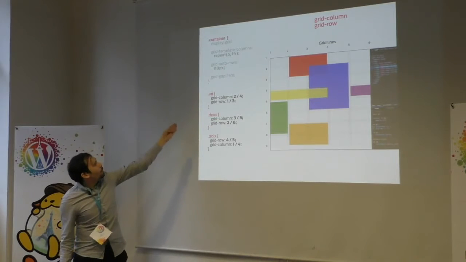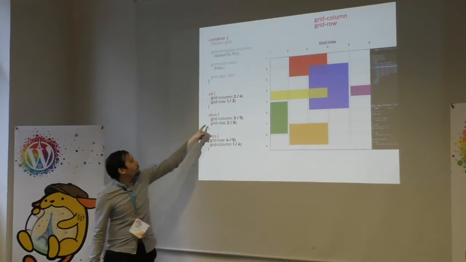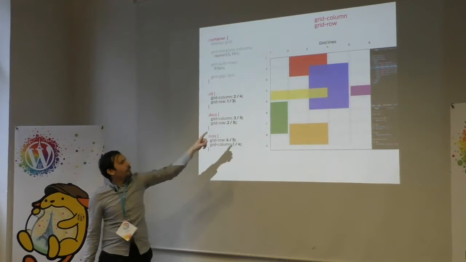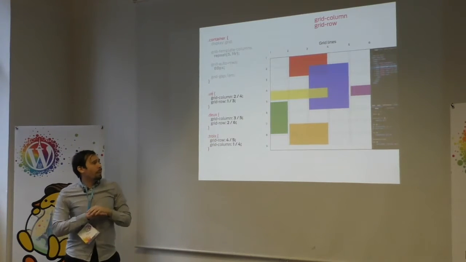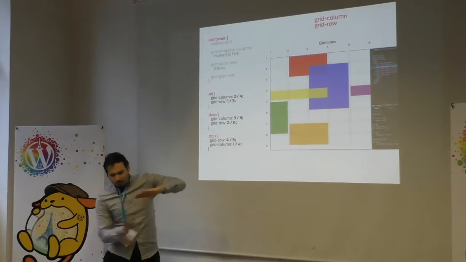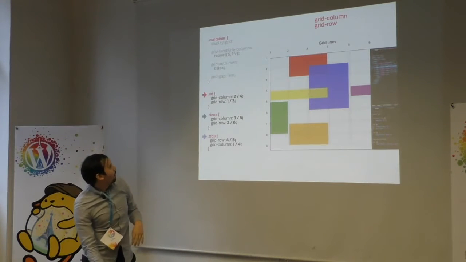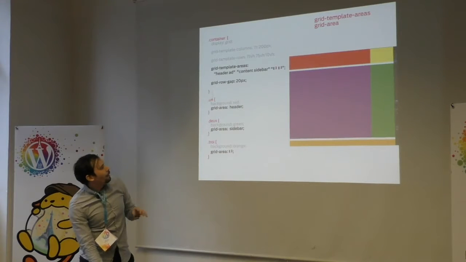So you can just say, I want you to go from 2 to 4 and 1 to 3, and I want you to go to 3 to 5 and 2 to 6. And you see, I can start positioning things however I want without using absolute, without worrying about anything like sending something below.